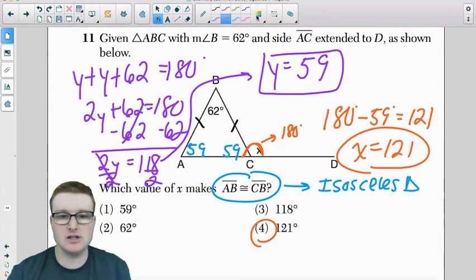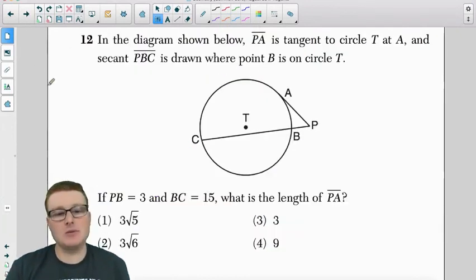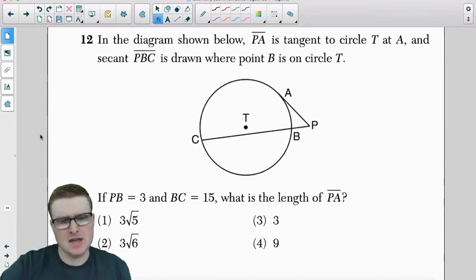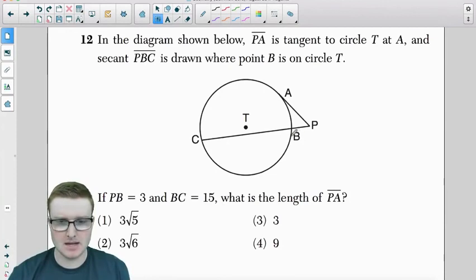All right, last question coming right up. Here we go. Number 12. In the diagram below, PA is tangent to circle T at A, and secant PBC is drawn where point B is on circle T. If PB is 3, and BC is 15, what is the length of PA?